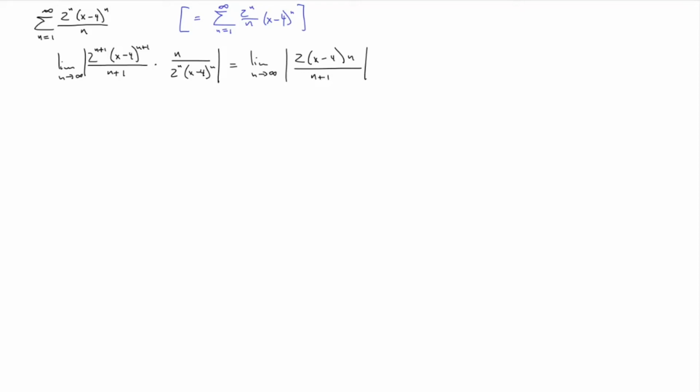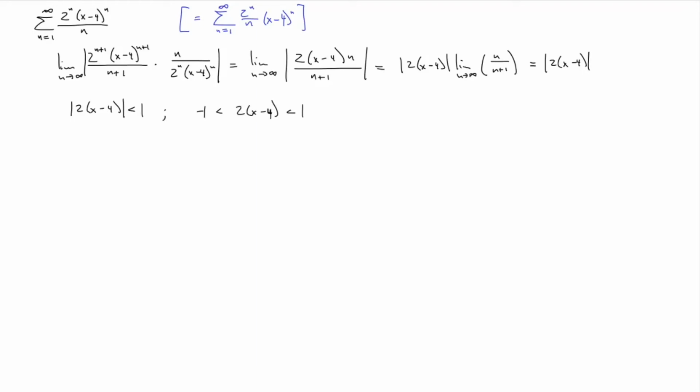2 and x minus 4 are both constants as far as n is concerned, and so we can pull the absolute value of 2 times x minus 4 outside of the limit. And since the limit is clearly 1, we get the absolute value of 2 times the quantity x minus 4. By the ratio test, this series converges when the absolute value of 2 times x minus 4 is less than 1.